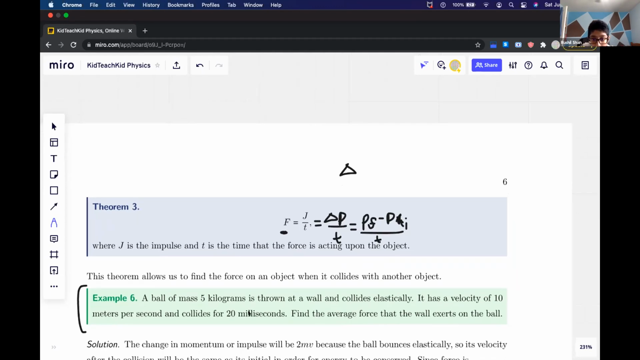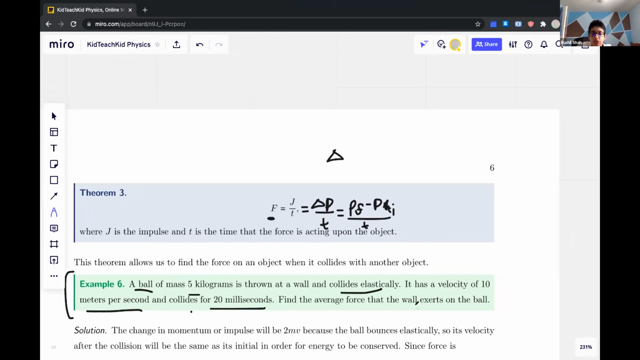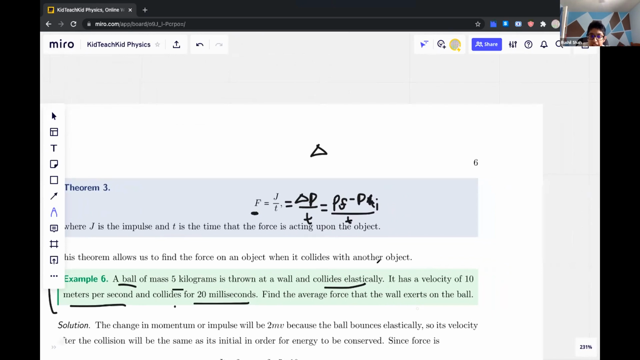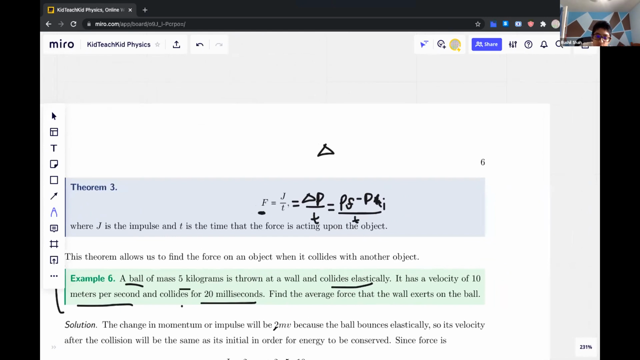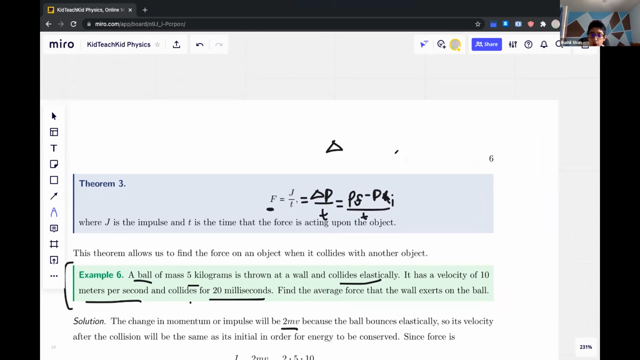Okay, so let's go over this problem. We have a ball of mass 5 kilograms. It's thrown at a wall and collides elastically. It has a velocity of 10 meters per second before the collision and collides for 20 milliseconds. We want to find the average force that the wall exerts on the ball. So the first thing we need to do is find the change in momentum, or the impulse, of the ball. And this will just be 2 times the mass of the ball times its velocity. This is because the ball bounces elastically, so the velocity before the ball collides must be the same as the velocity after the ball collides in order for the energy to be conserved.